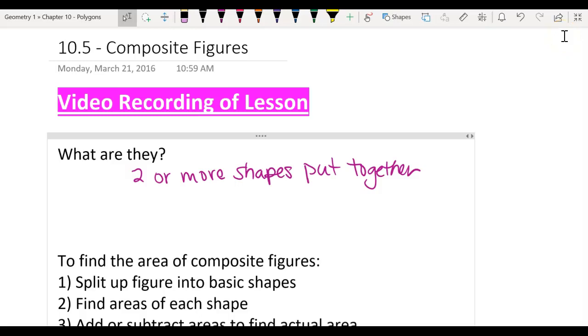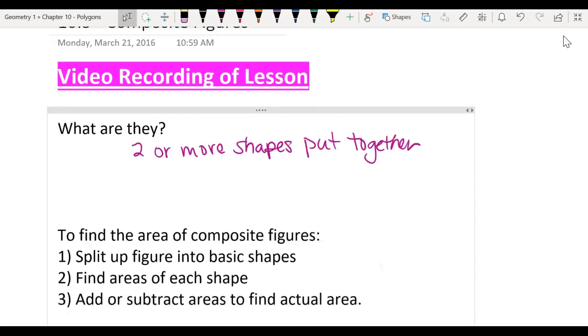All right, 10.5 composite figures. What are they? They are two or more shapes put together. Typically what you're going to see today is two shapes put together, but sometimes you'll see as many as 3, 4, 5 shapes put together. But typically what you see are two shapes put together.